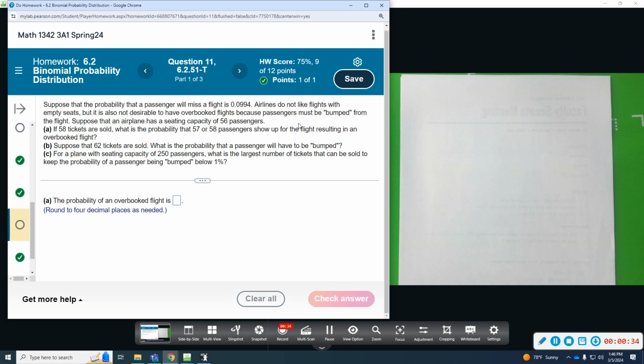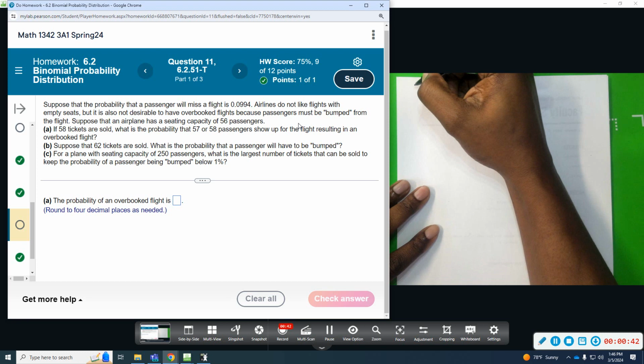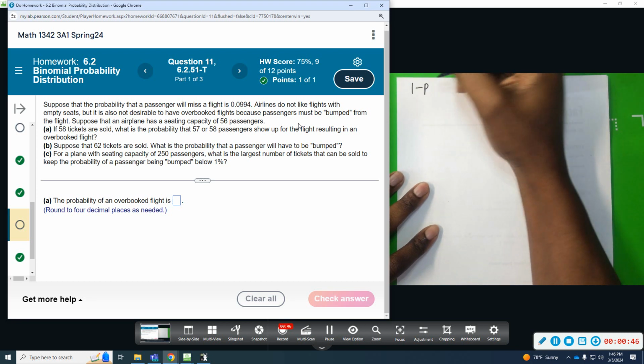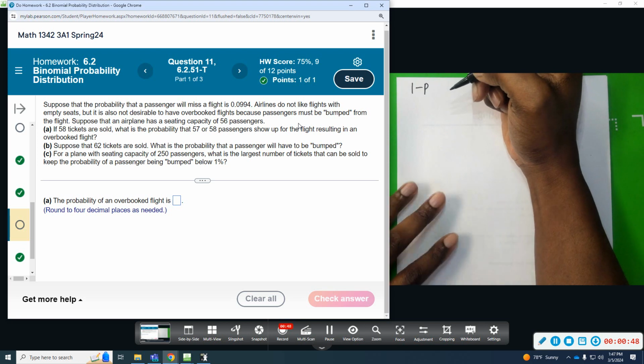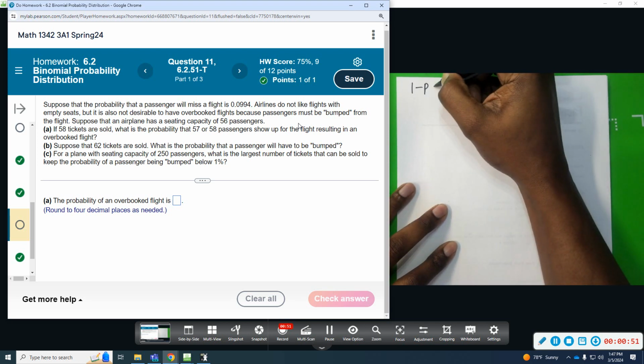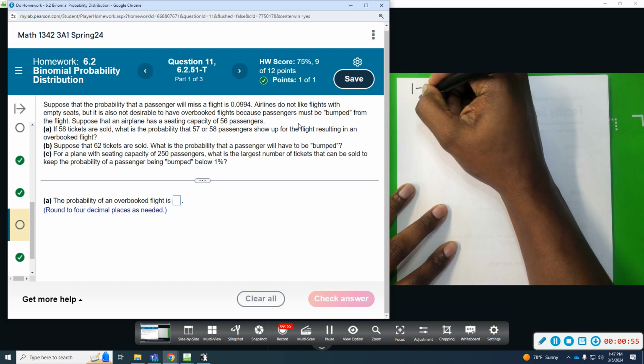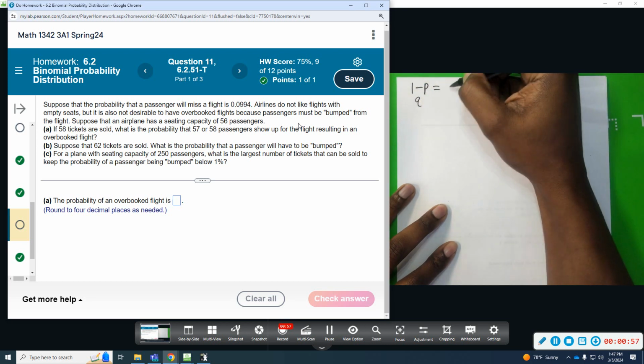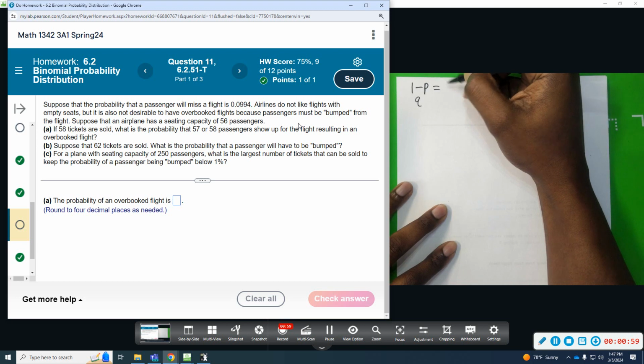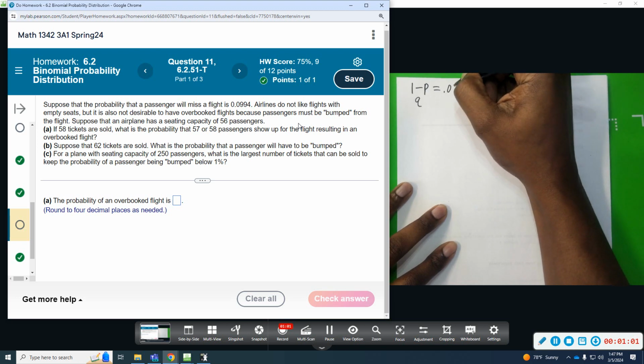Okay, so they tell us the probability that they will miss the flight, so they will not show up. I'm going to call that the 1 minus p, the probability that they don't show up, because we want to know the chance that they do show up. So 1 minus p, that's the failure rate. Some books use Q. I would love to use Q, but I don't know if that would confuse people. But 1 minus p, the failure rate, is going to be 0.0994.